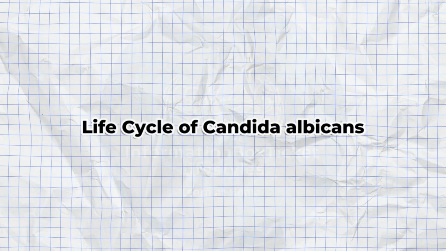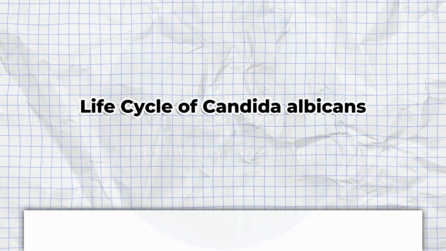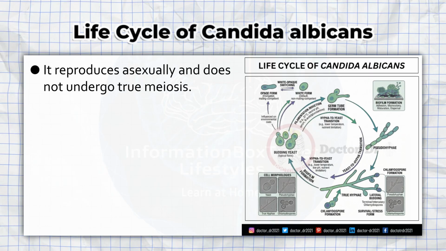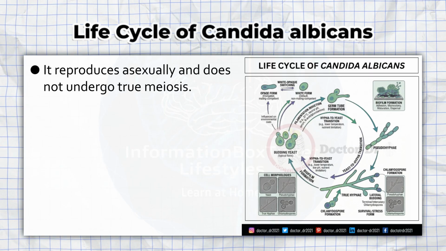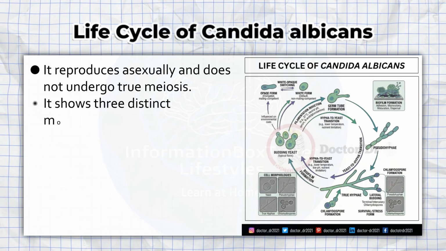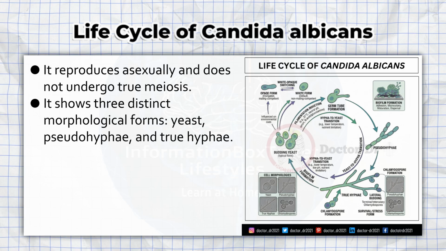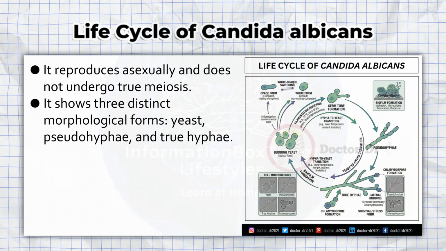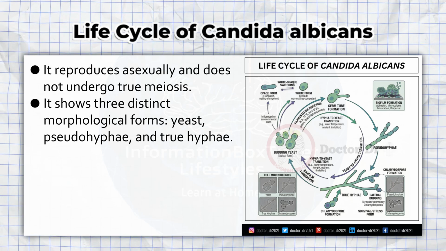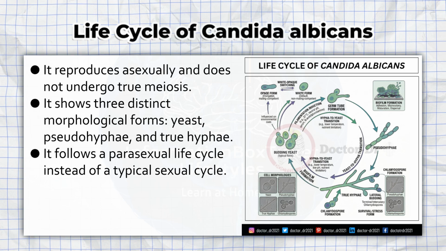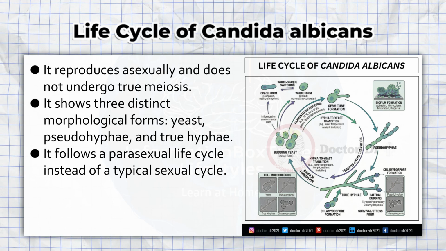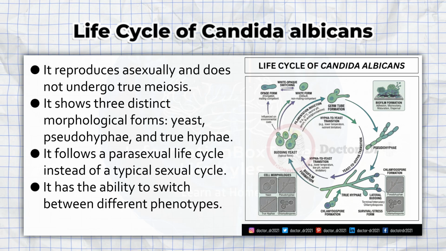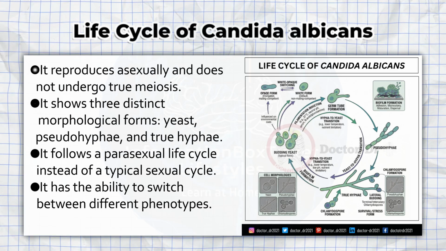Life cycle of Candida albicans. It reproduces asexually and does not undergo true meiosis. It shows 3 distinct morphological forms: yeast, pseudohyphae, and true hyphae. It follows a parasexual life cycle instead of a typical sexual cycle. It has the ability to switch between different phenotypes.